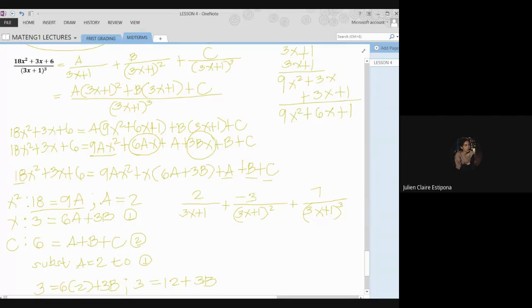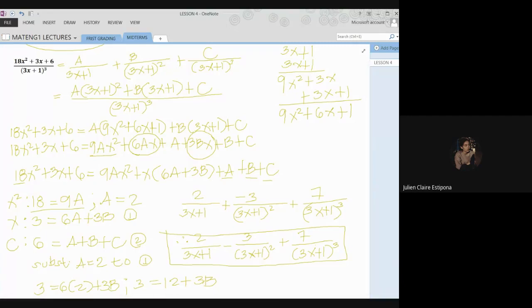So if we are going to rewrite the partial fraction, that is 2 all over 3x plus 1, and then negative 3 all over 3x plus 1 raised to 2, plus 7 all over 3x plus 1 raised to 3. So this is the partial fraction for the expression 18x squared plus 3x plus 6 all over 3x plus 1 raised to 3.